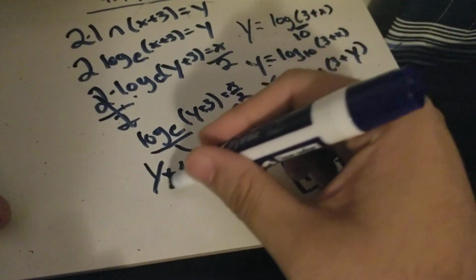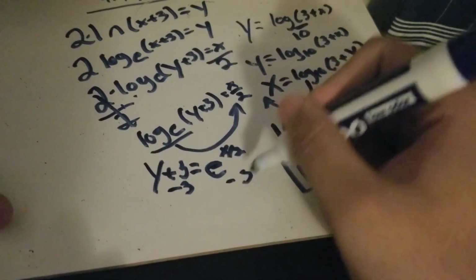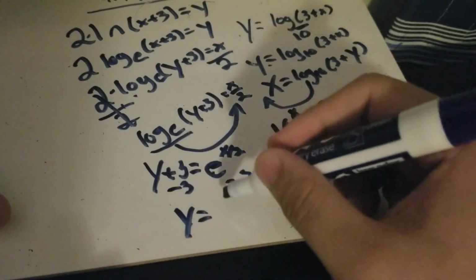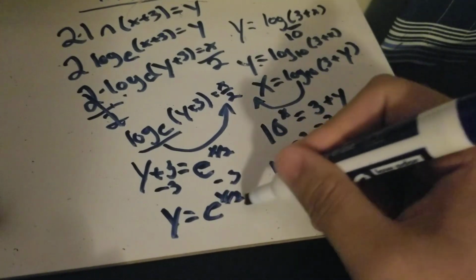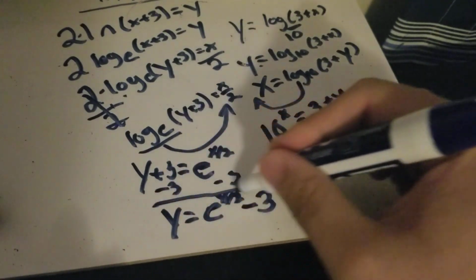All right, last step, subtract 3, subtract 3. Y ends up equaling e to the x divided by 2 power minus 3.